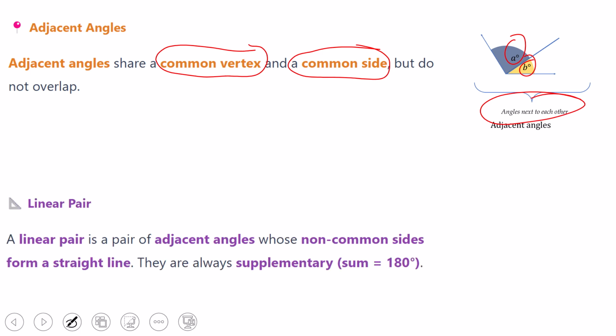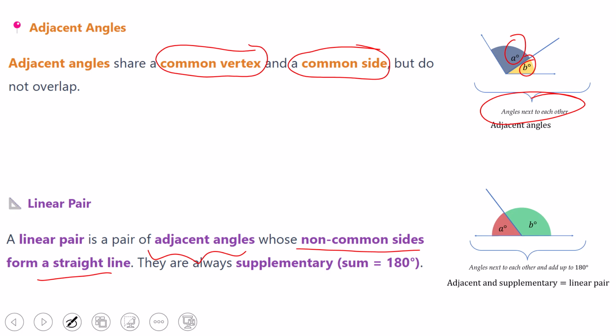Now we can talk of the linear pair. A linear pair is a pair of adjacent angles whose non-common sides form a straight line. So they are always supplementary. In layman's terms, what basically a linear pair is, is an adjacent supplementary angle.